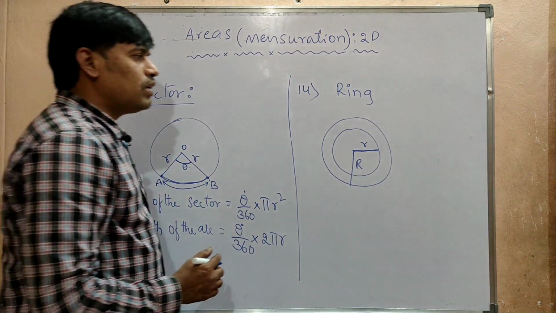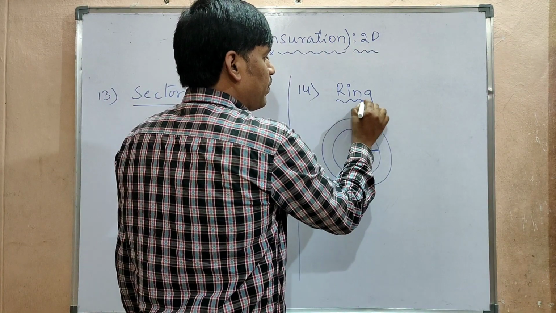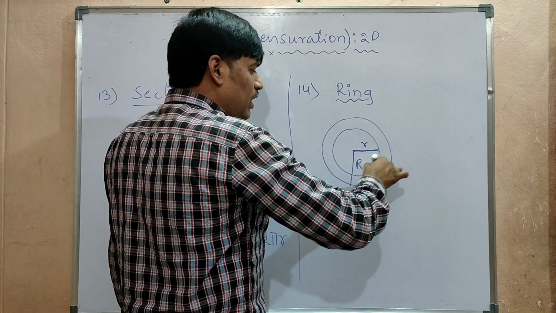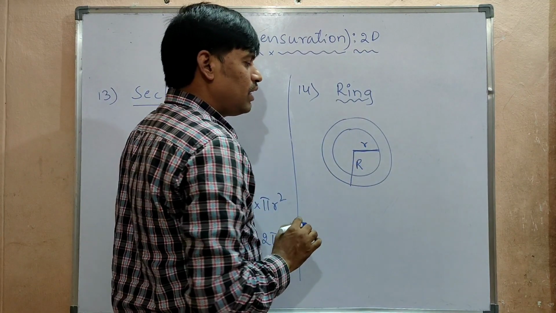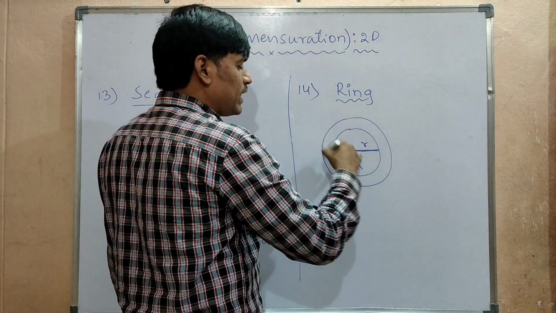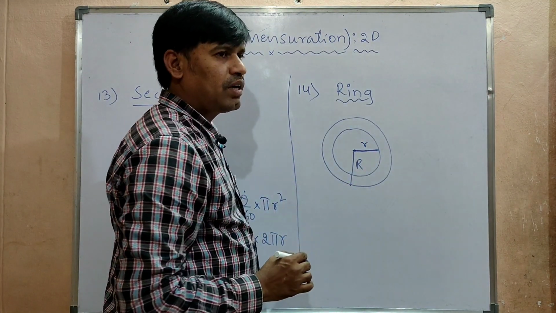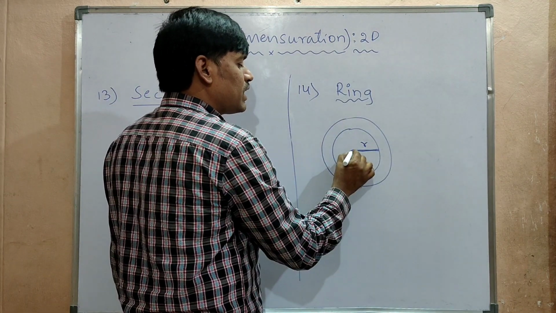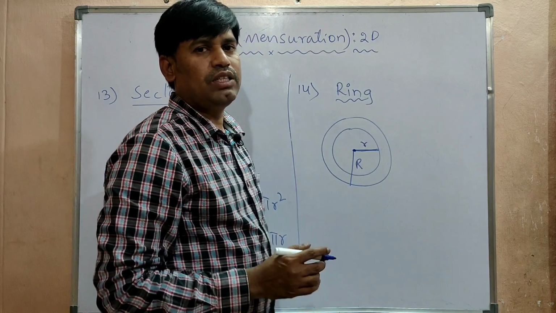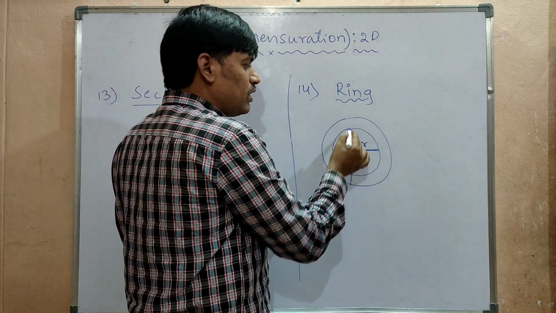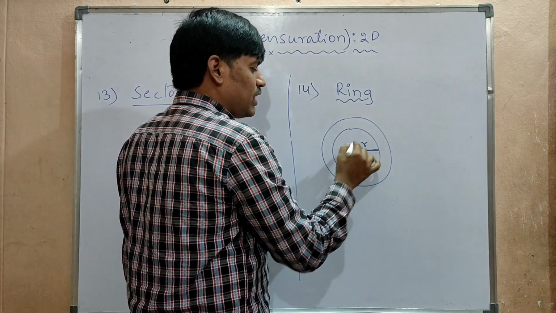Now I am taking the ring formula. Here one circle is there, and around this circle another circle is there. The small circle radius is small r. The big circle radius is capital R only. These two circles are called concentric circles. Concentric circles means these two circles have only one center. That's why these two circles are known as concentric circles.